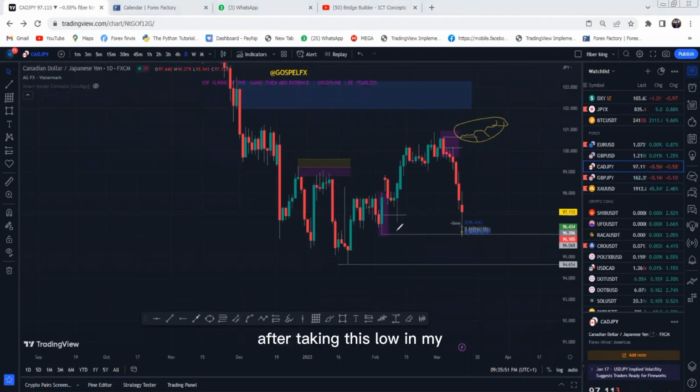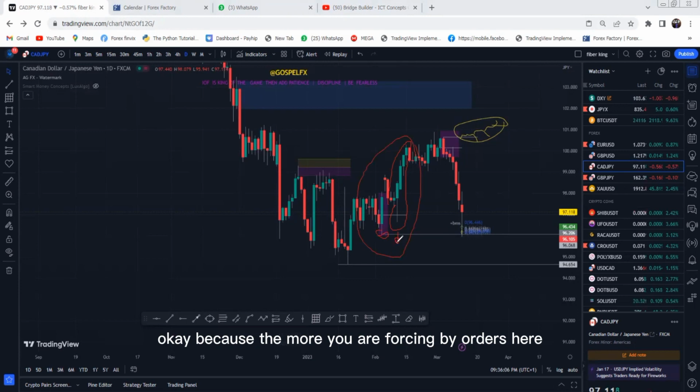After taking this low, it might give me a reversal pattern. That's when I'm going to buy to have this move. But if price takes this, my invalidation, with this move, then price is trading around this area, I'm going to sit and wait. Because the more you are forcing buy orders here, price might want to take this sell side liquidity, and you'll be caught up blowing your account.